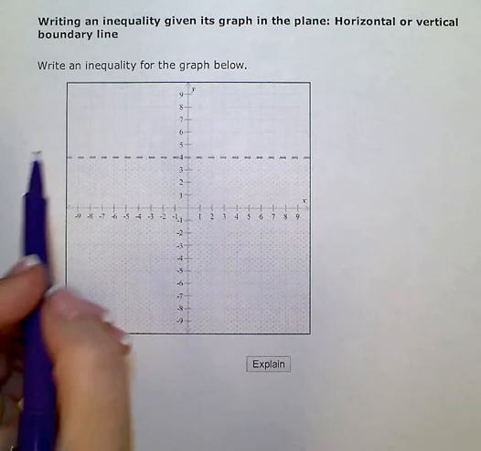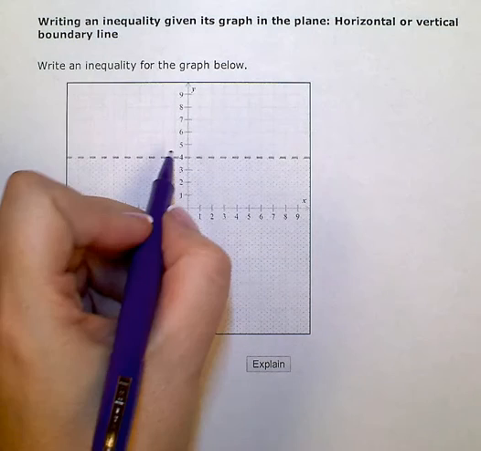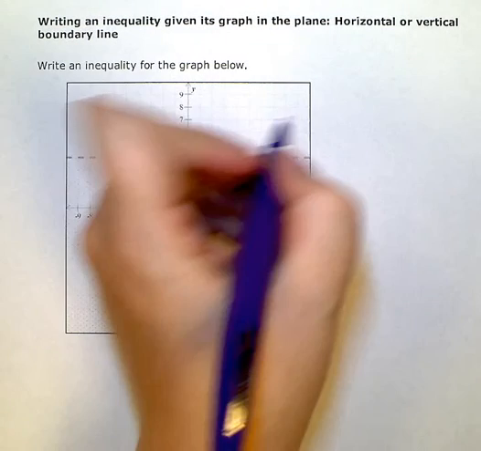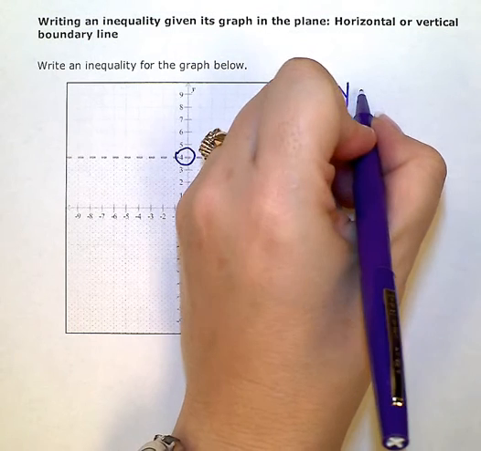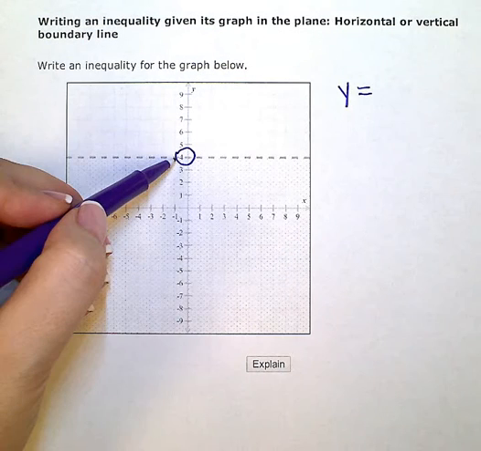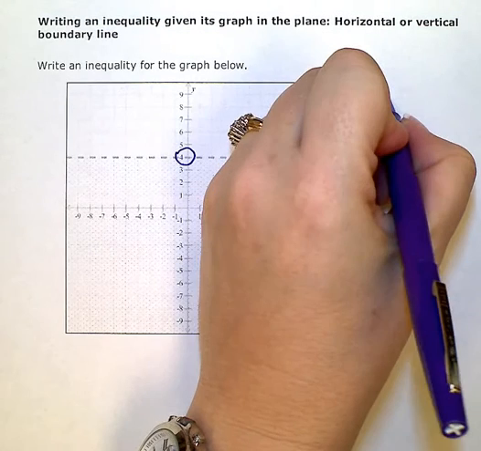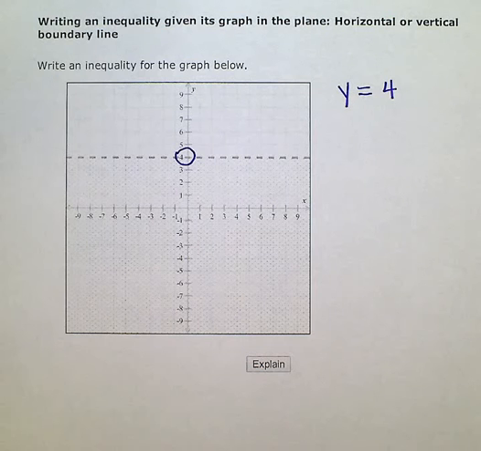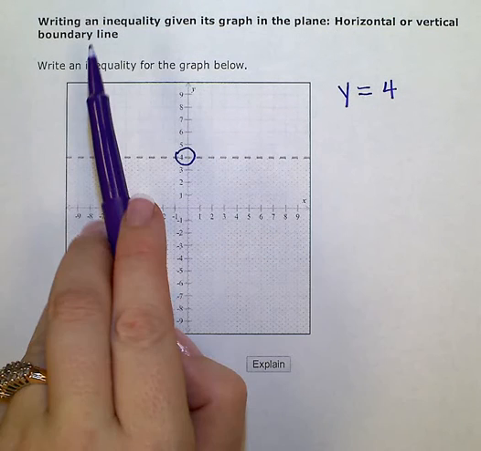Since this boundary line crosses my y-axis, I know that the corresponding equation is going to be y equals something. And since it crosses at 4, that equation is y equals 4 for that boundary line. But they don't want an equation, they want an inequality.